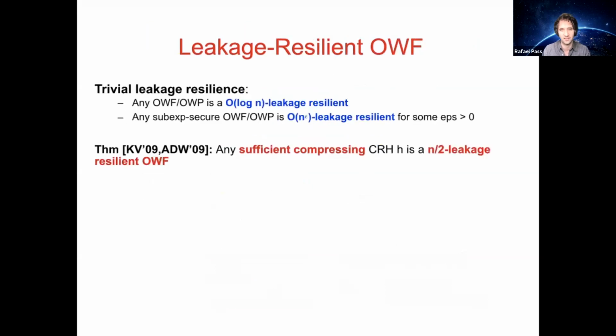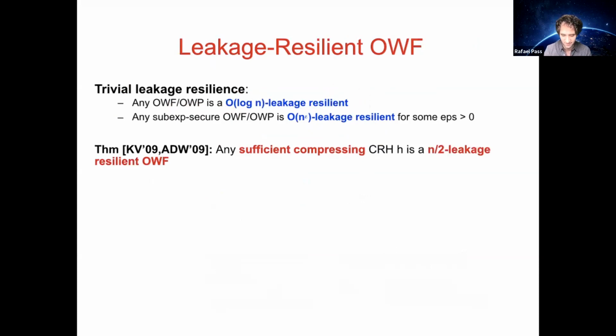So what's known about leakage resilient one-way functions? Well, the first thing that can be observed is that any one-way function or any one-way permutation is resilient to log n bits of leakage. This simply follows because log n bits of leakage you can simulate on your own by just picking them at random, and you're going to be correct with probability 1/n.